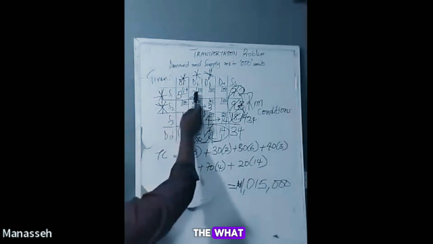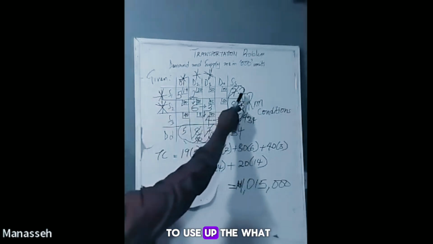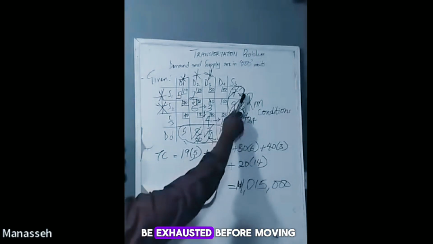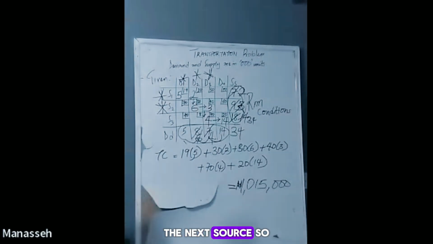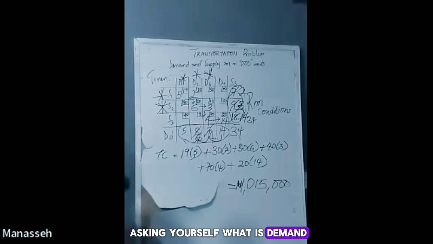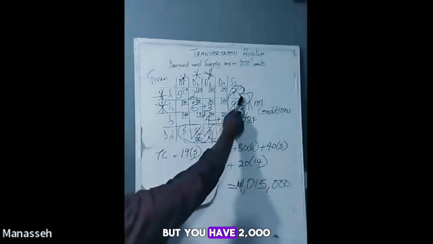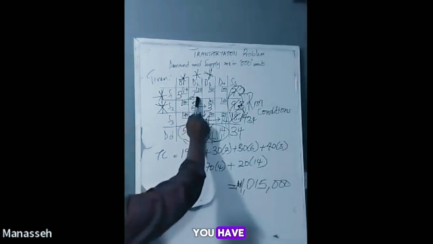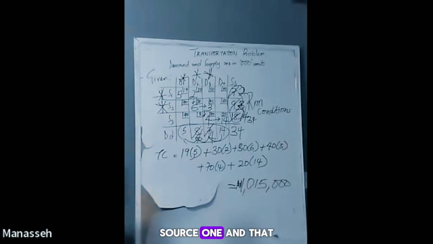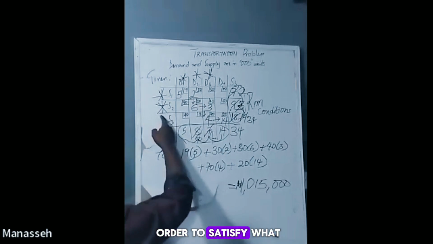Then you move to the right side, in order to use up the capacity that you still have in source 1, because that capacity must be exhausted before moving to the next source. So to use up that capacity, you ask yourself, what is demand destination 2 in need of? They are in need of 8,000 units of product, but you have 2,000 units. Then give what you have, which means that you have been able to exhaust what you have in source 1.